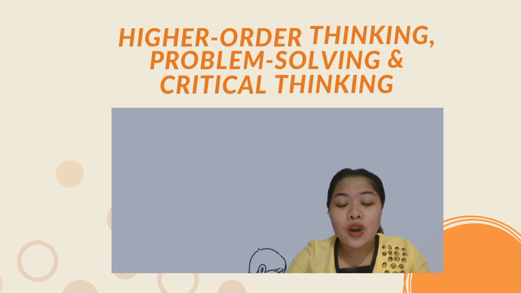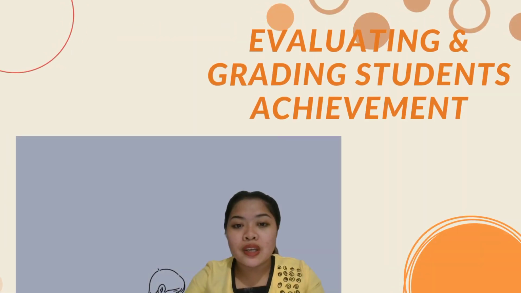And now let us talk about evaluating and grading student achievement. Why are students being graded? Why is there such a thing as grading? Well, the main purpose of grading is to know about the student's improvement and achievement in every quarter and throughout the whole school year. The performance and status of a student is reflected through their grades.